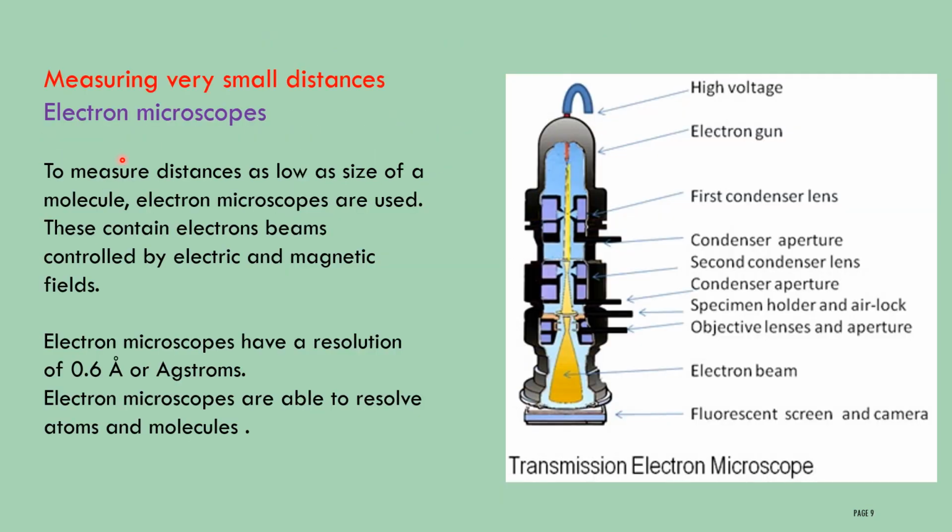Measurement of very small distances using an electron microscope. To measure distances as small as the size of a molecule, electron microscopes are used. Here we use a beam of electrons, controlled by both electric and magnetic fields. The electron microscope has a resolution of 0.6 angstrom. Using this electron microscope, you are able to resolve even atoms and also molecules.